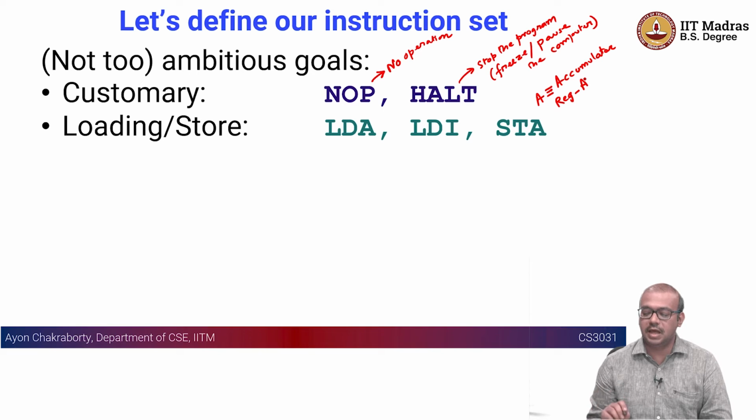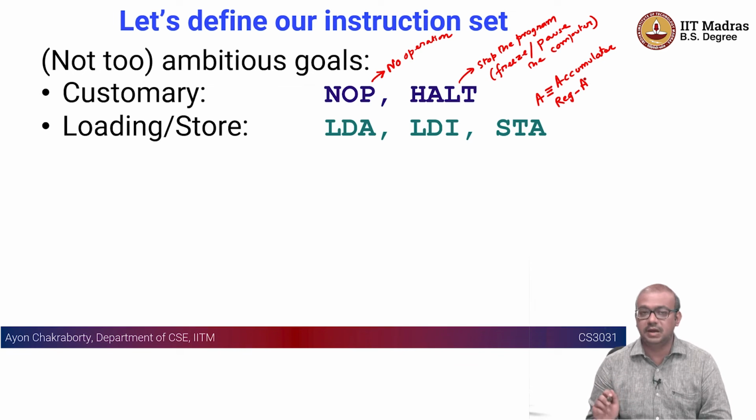So LDA is the exact opposite of STA. STA is store accumulator, where the accumulator's value is going to be stored at a certain memory address. So if you say STA 0x50, it is going to look at the accumulator. Suppose the accumulator contains the value 57. So 57 is going to be written to the memory address 0x50. And the other way around for LDA. If 0x50 contains the value 37, 37 is going to be written to the accumulator.